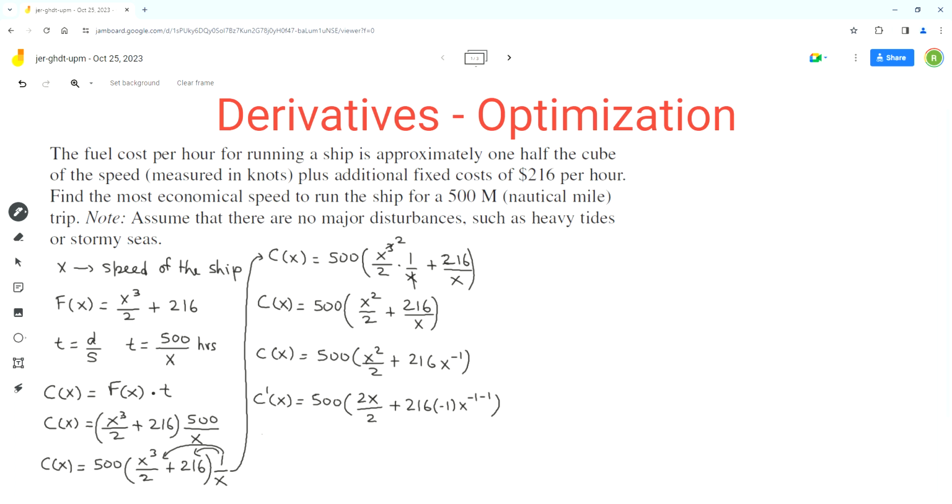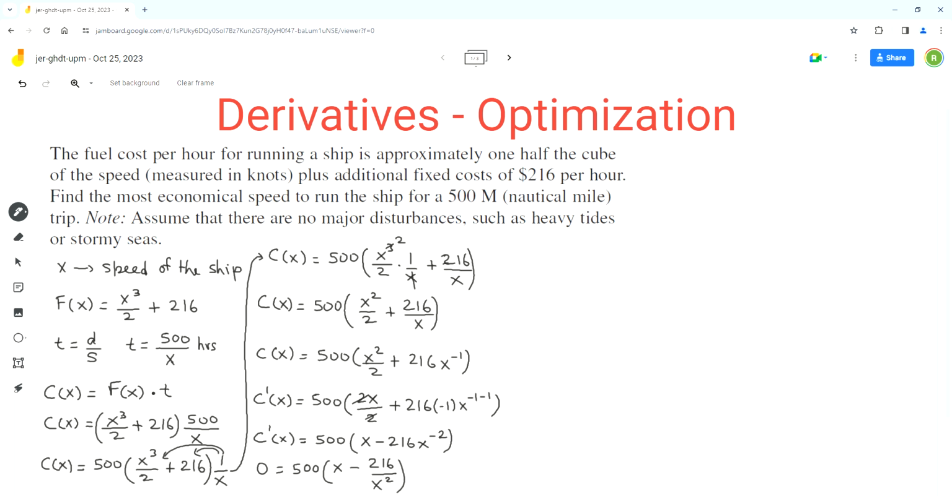Now we can simplify. So C prime of x equals 500. We get parentheses, so the 2's cancel each other out, so we just get x. And then 216 times -1 is -216, and then x exponent -2. Now we can set the derivative equal to 0, and we can move x exponent -2 to the denominator, because that will make the exponent positive.